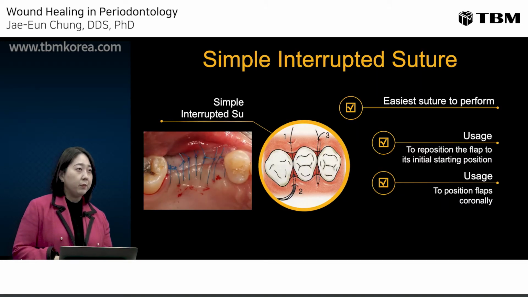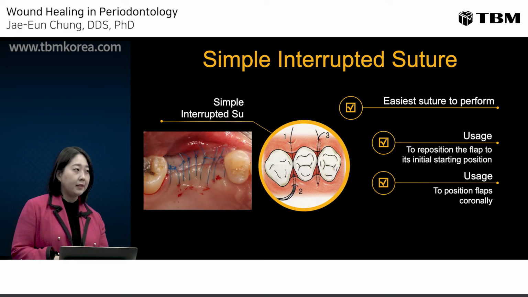The simple interrupted stitch is a suturing technique used to close a wound. It is the most commonly used technique. Placing and tying each stitch individually is time-consuming, but this technique keeps the wounds together even if one suture fails. It is simple and relatively easy to place. It is used to reposition the flap and position the flaps coronally.